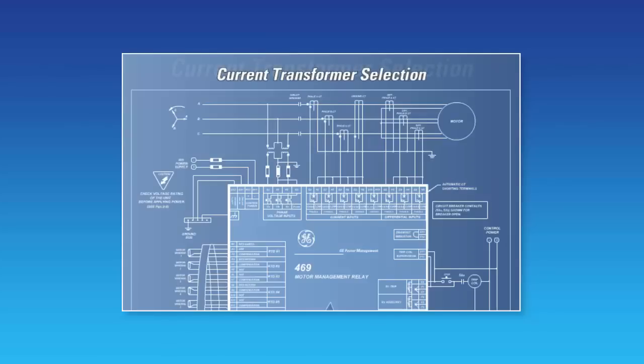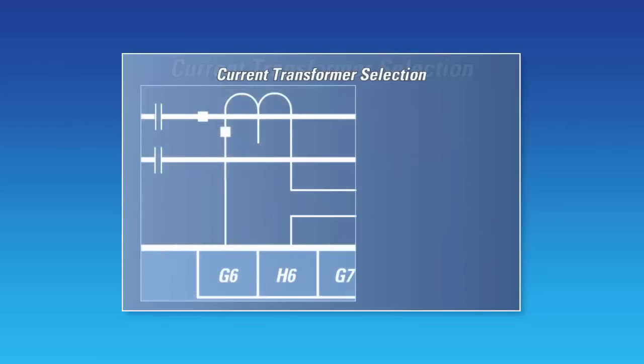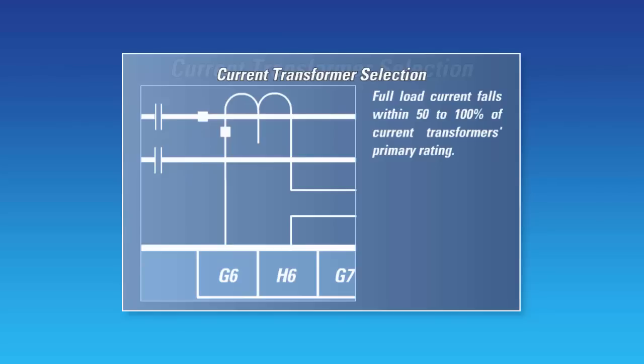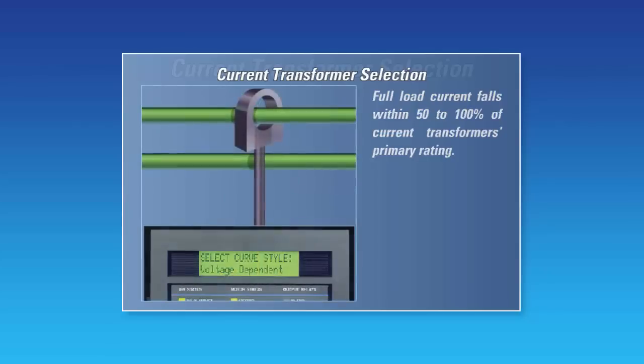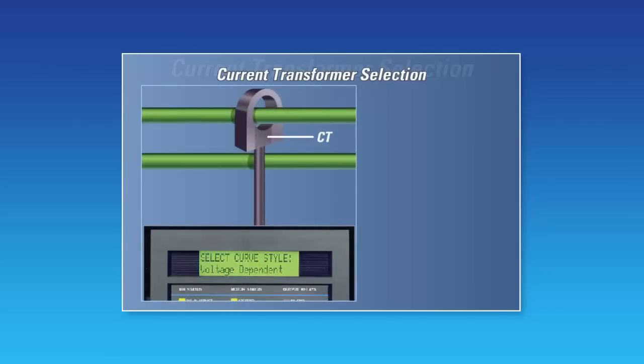Current transformer selection. Proper motor protection starts with the correct selection of current transformers for the relay. The current transformers should be chosen such that the full load current of the motor falls within 50 to 100% of the current transformer's primary rating. The current transformer selected must then be checked to ensure that it can drive the attached burden, its own secondary winding resistance, in addition to all series connected devices at the maximum fault current levels without saturating.